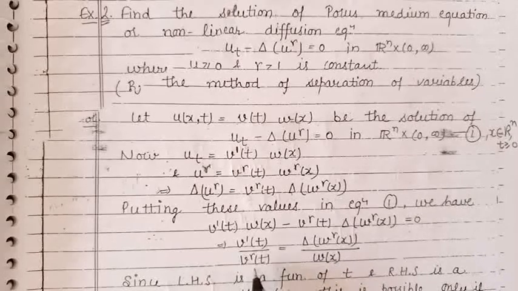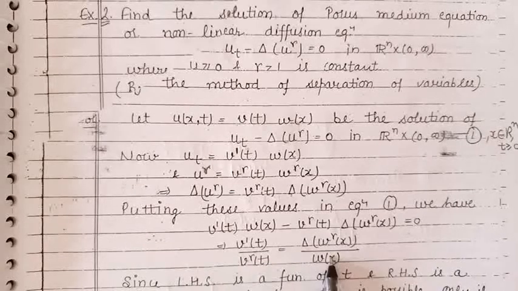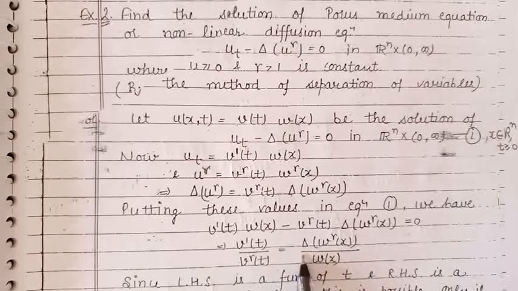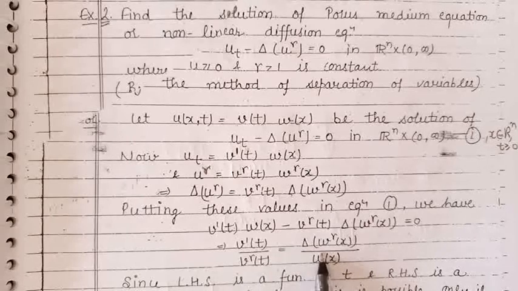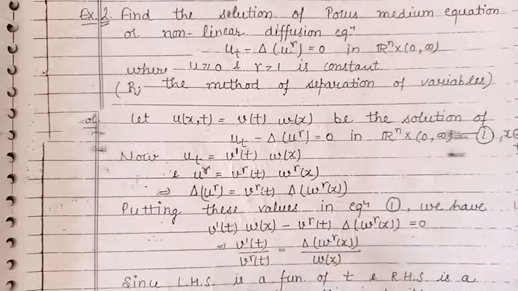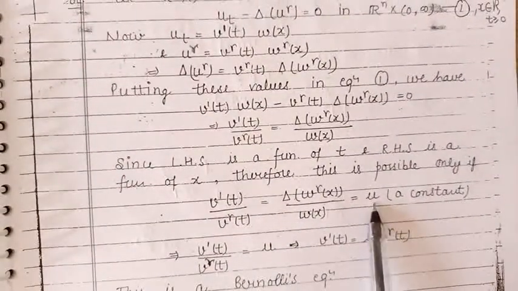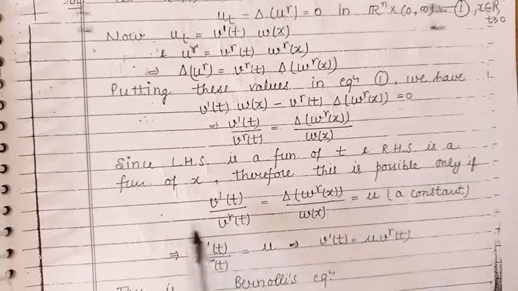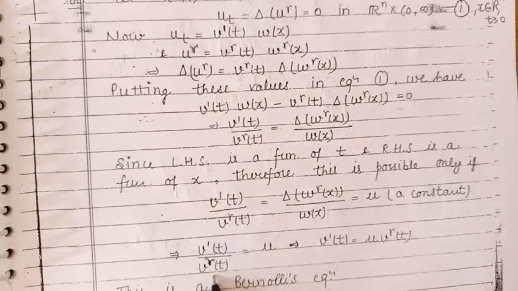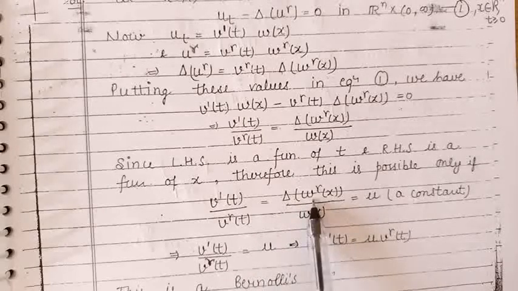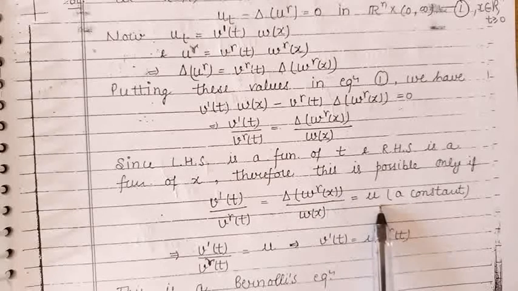Now we can see that the left-hand side is a function of t only and the right-hand side is a function of x, and both expressions are equal. This is possible only when each of these expressions is separately equal to some constant. So let us take each of these expressions equal to the constant μ. So we get v'/v^γ = μ and Laplacian of w^γ / w = μ.